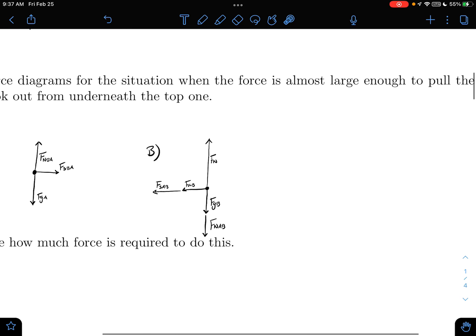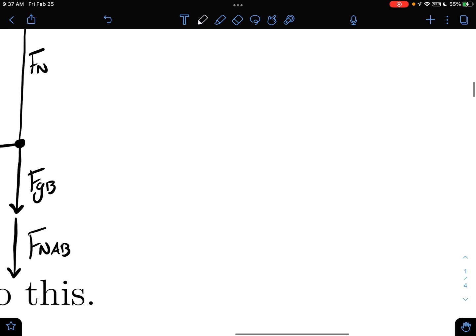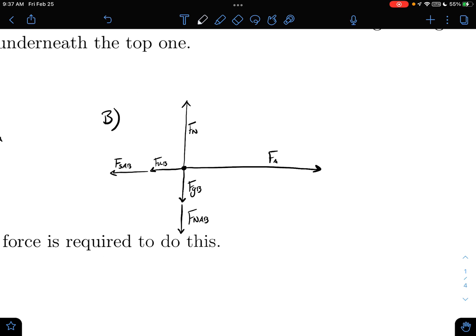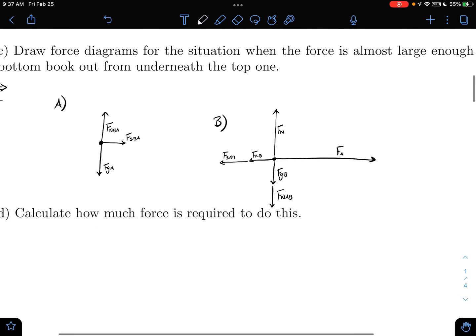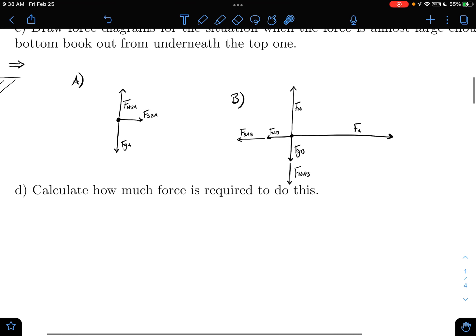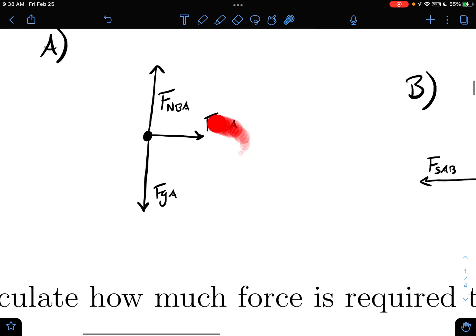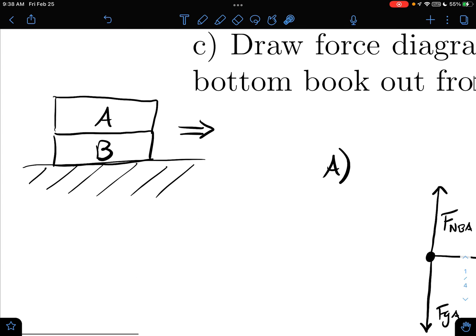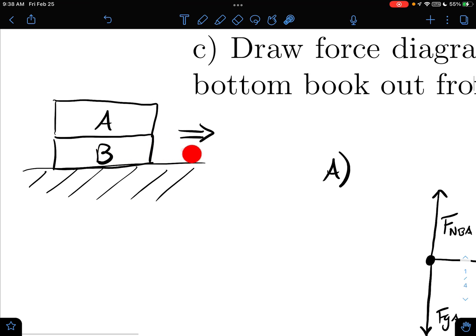And we know that we want the book to be accelerating to the right, so that's going to be just our applied force, however hard we're pulling on the book. There's our applied force. The reason that our static friction is pulling us forward in this case is that book A wants to stay where it is, but book B is pulling it along.